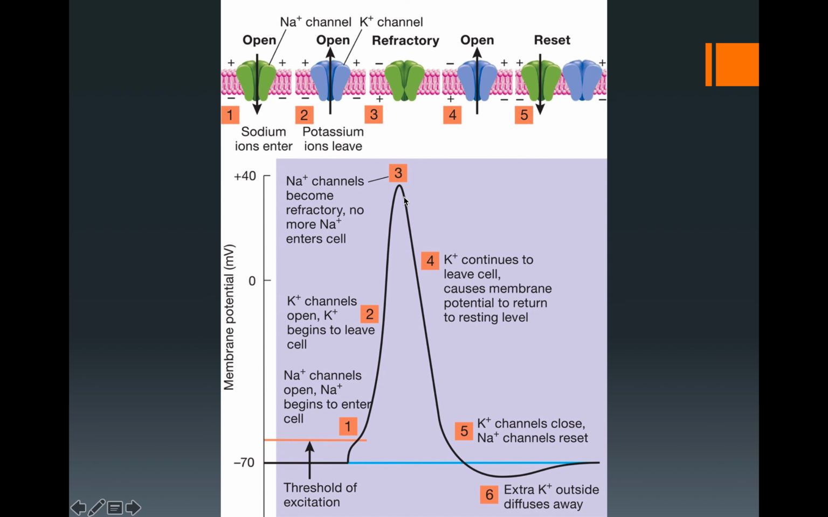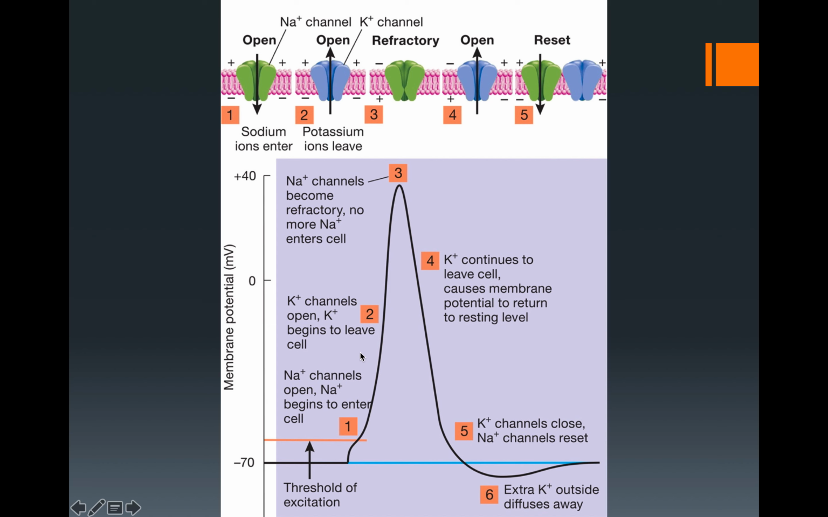Then the sodium channels close. They become refractory, so sodium can no longer enter the cell. Potassium channels take longer to close. And eventually, resting potential is reestablished, but only after overshooting and hyperpolarizing the membrane. And so this is showing what's happening in the channels, basically. So again, you're reaching the threshold of excitation.